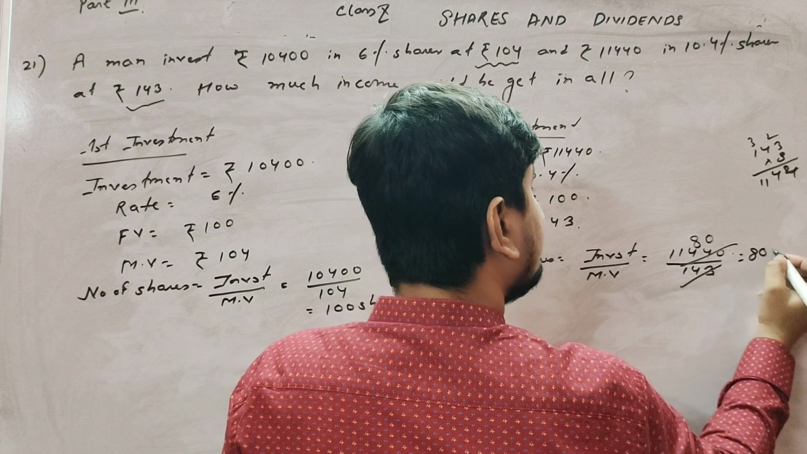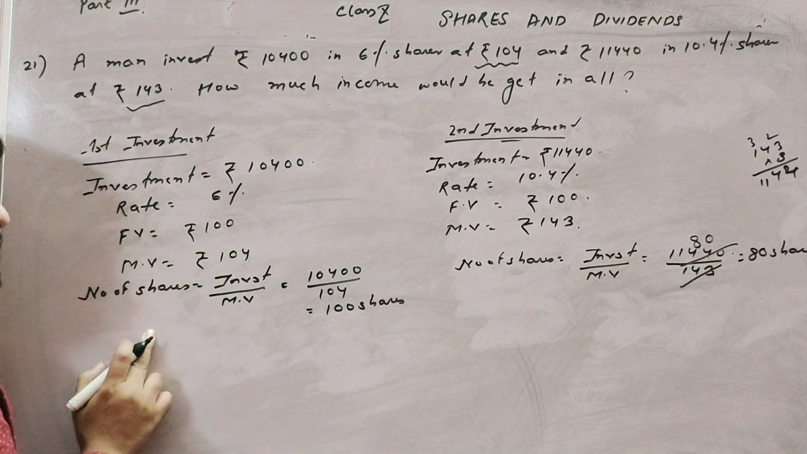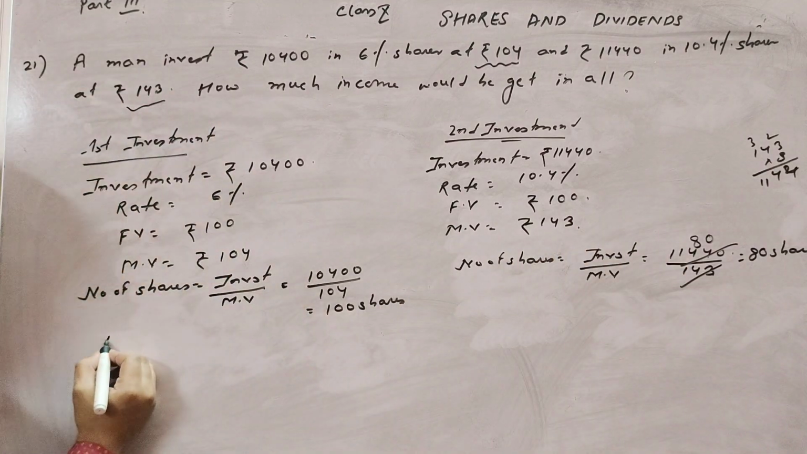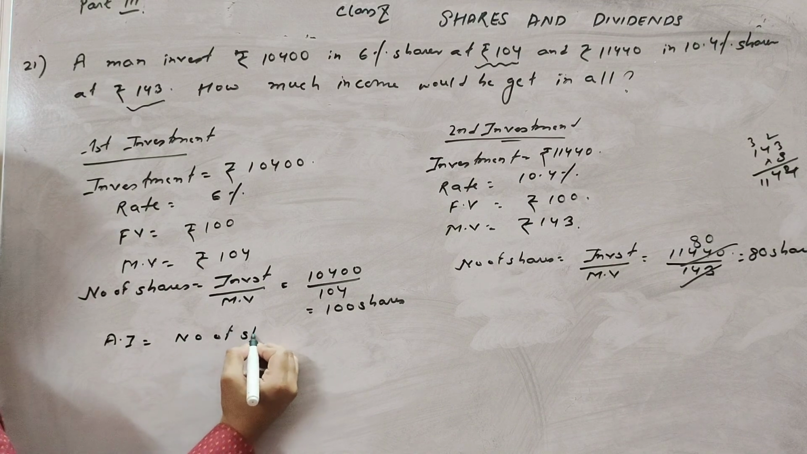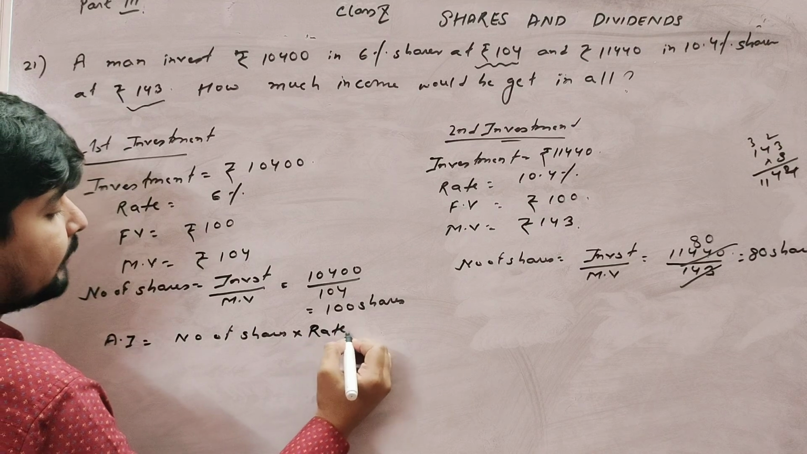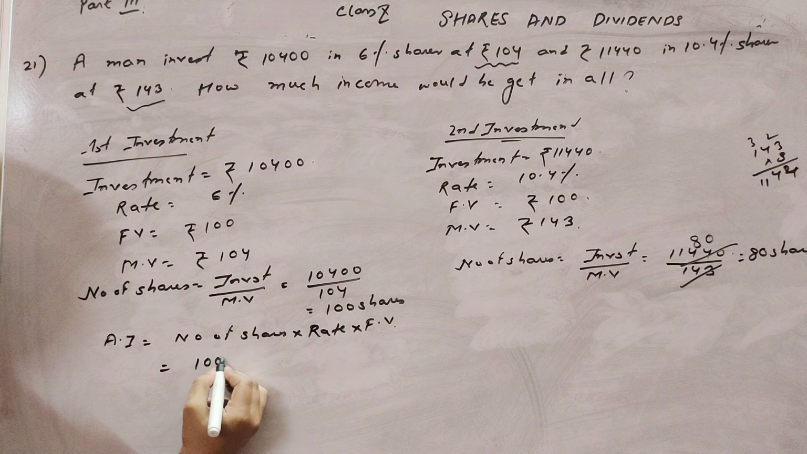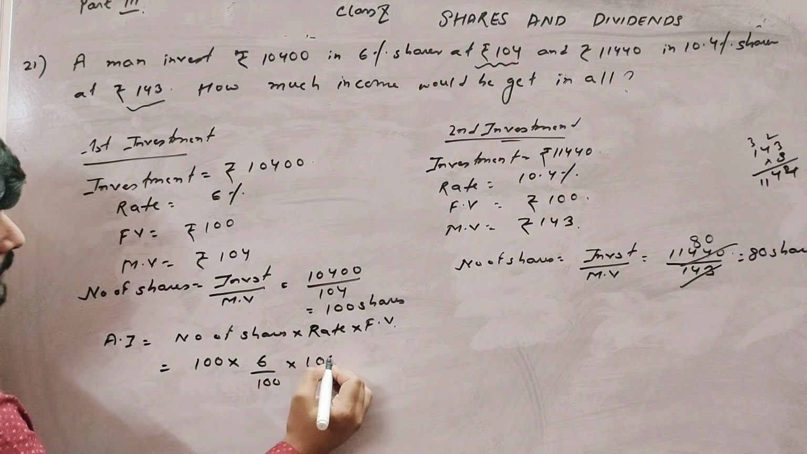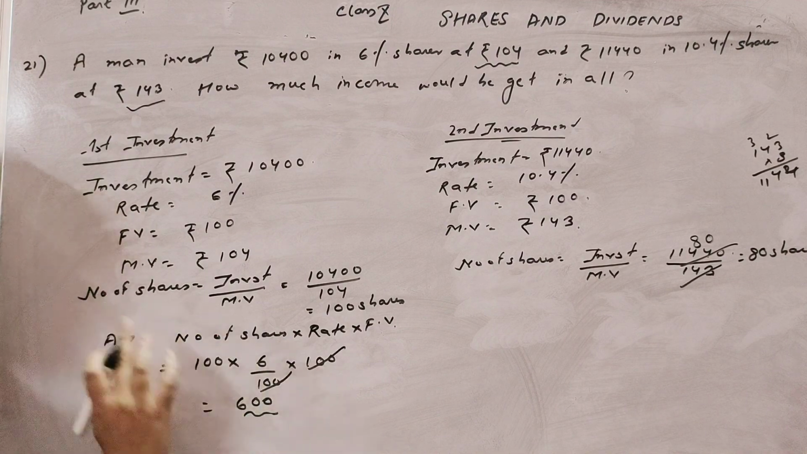So here is 80 shares. In the first investment there are 100 shares and in the second investment 80 shares. So you calculate annual income. Annual income formula is number of shares into rate of dividend into face value. So number of shares in this was 100, rate is 6% and face value is 100. So annual income in this part is rupees 600.